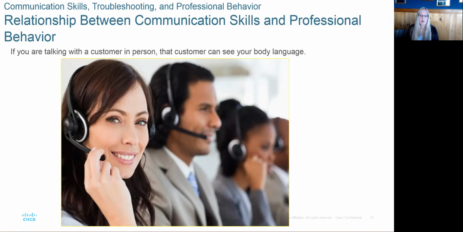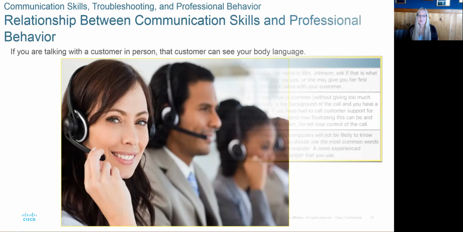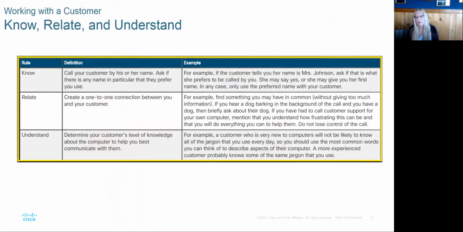So some call center technicians use a mirror at their desk to monitor their facial expressions, because, really, when I'm getting annoyed, you can hear that I'm getting annoyed, right? As opposed to just smiling and relaxing. So know, relate, and understand.